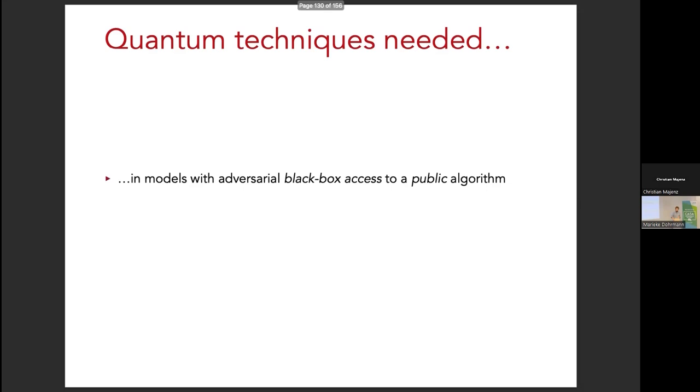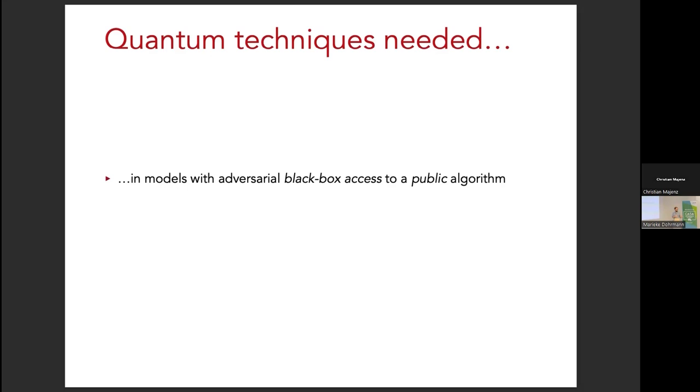So one of these situations is when we are in a model where we model a certain underlying primitive as a black box that the adversary has access to. In this case, if this is a public primitive, we need to assume that a quantum attacker implements this public primitive on their quantum computer. So we need to allow quantum access to the black box primitive that we replaced it with.